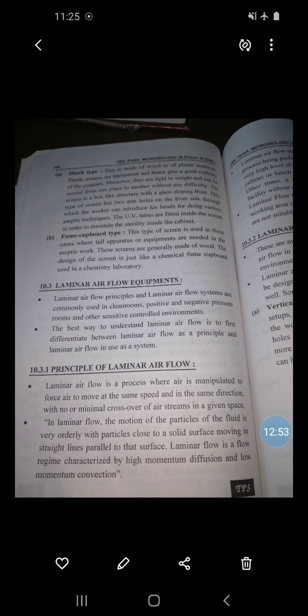Then the screens are generally made up of wood. The design of the screen is just like a chemical fume cupboard used in the chemical laboratory. So this is all about the designing of the aseptic area.